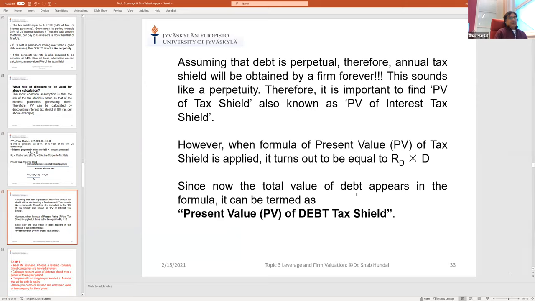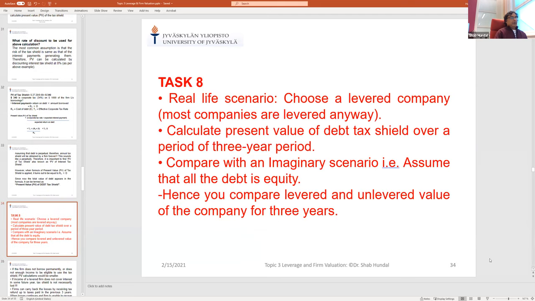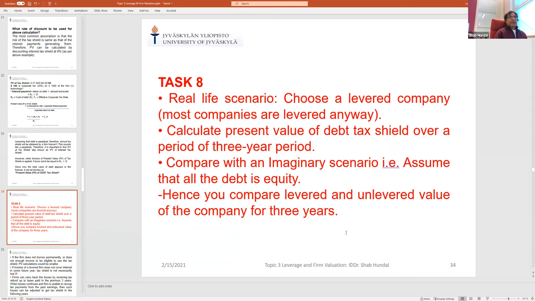So this is the theory. I have explained all these things. It's just a text for your information. And task 8, by the way, is based on this. You can go through it, but basically I can do task 8 for you straight away by myself. You need to do it for the 3-year period, but I can quickly do it for 1 year.